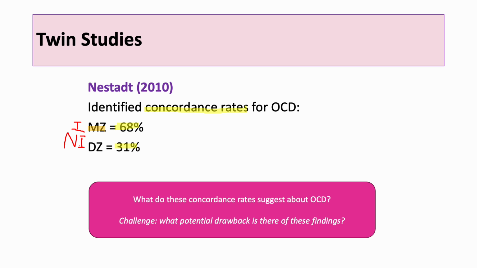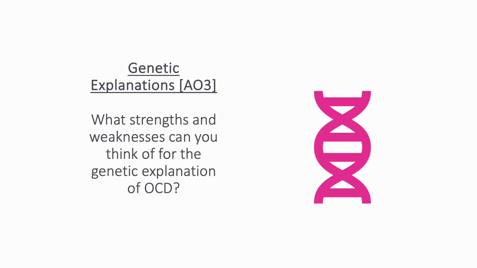So the fact that the concordance rate is higher in those identical twins suggests that there must be a genetic component. However, when we think about the challenge question here, there's a drawback in that the concordance rate for MZ twins is not 100%. So there are other factors besides DNA that affect whether someone gets OCD or not. And that leads nicely into considering strengths and weaknesses of the genetic explanation of OCD. So this is your opportunity to pause the video, and in 5 seconds we will look over some of the evaluation points.